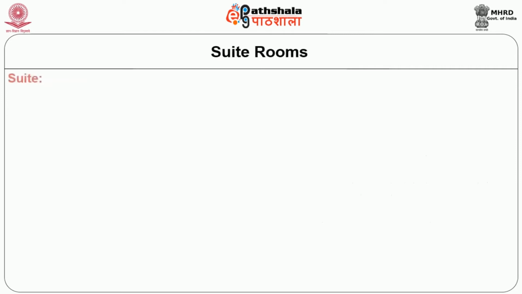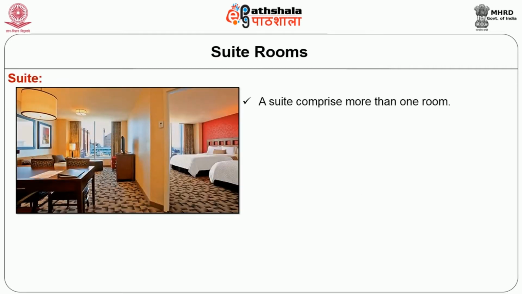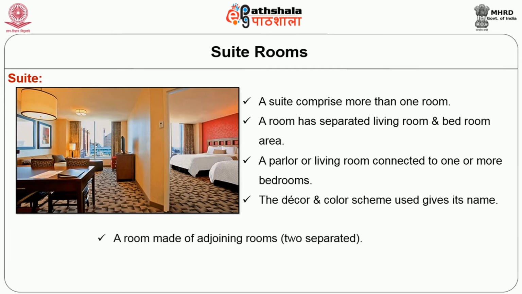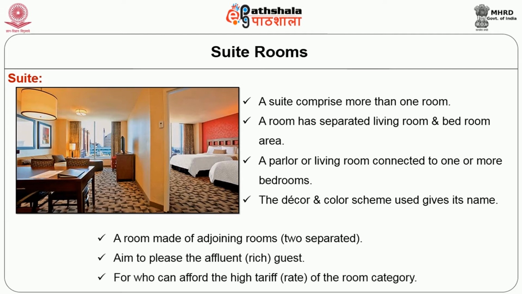Now coming to the next category, the suite rooms. The suite comprises more than a room. So till now there were only rooms. A suite has a separate living room and a bedroom. A parlor or living room connected to one or more bedrooms. The decor, the color, the other arrangements are usually given by its name. A suite is made of adjoining rooms, that is 2 separate rooms, aimed to please the affluent guest who can afford the high tariff of the room category.